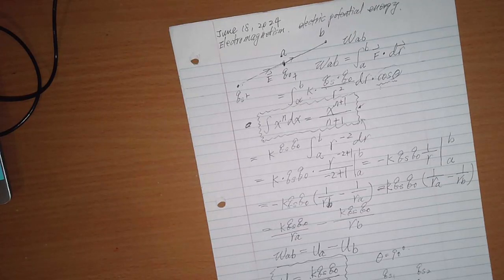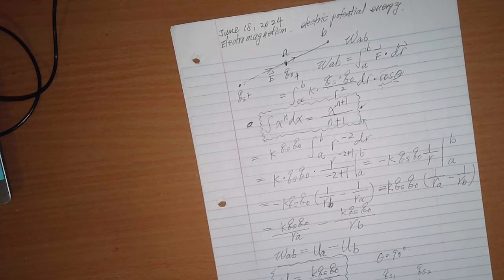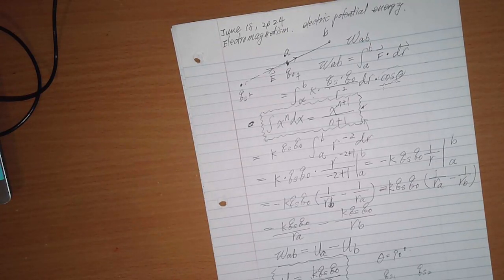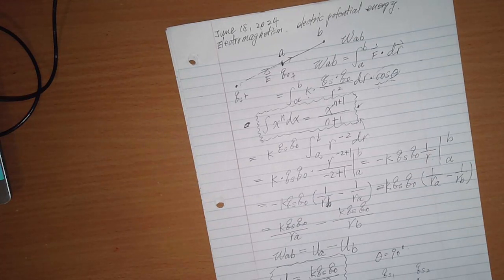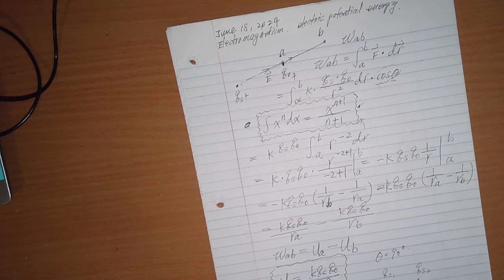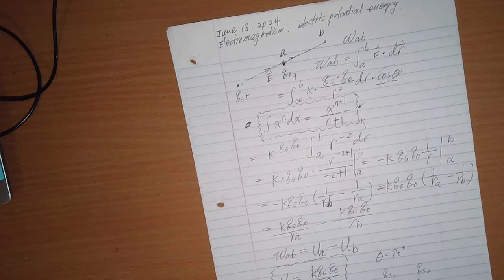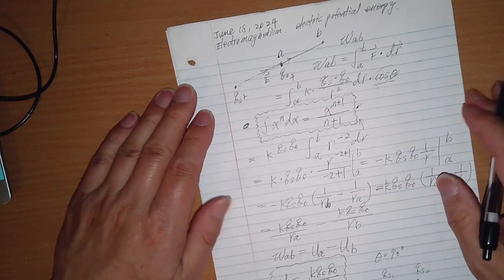And then that would be K Qs1 Q0 over R1, actually it's Q1, plus K Qs2 Q0 over R2. You know what? The testing charge right here is indeed a Q0. Then plus K Qs3 Q0 over R3. And then all you need to do is add those together.